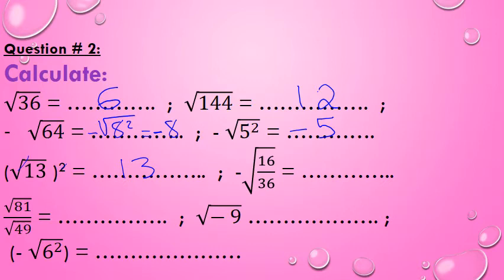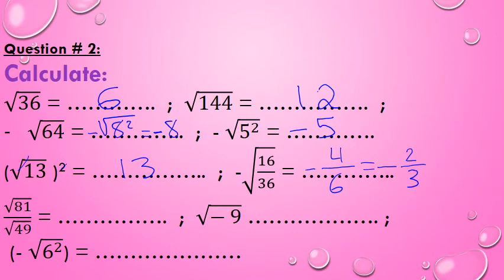Now, minus radical 16 over 36, Ali. Equal minus 4 over 6. Minus 4 over 6. We can reduce 4 over 6. We can reduce by 2, so it's equal to minus 2 over 3.